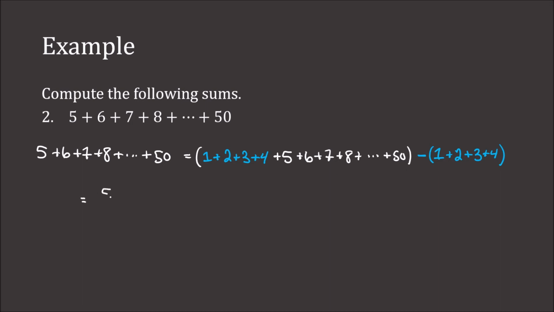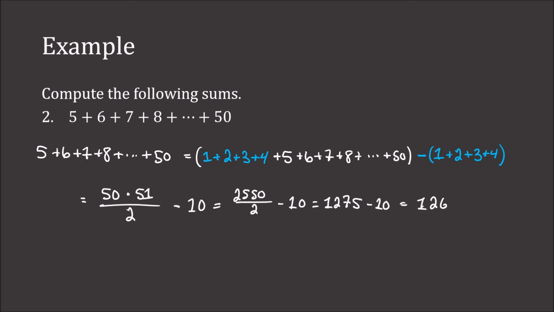So that is 50 times 51 all over 2. Then it has to be minus 1 plus 2 is 3, plus 3 is 6, plus 4 is 10. I'm sorry, this should be a times, not a plus. So this is 2550 over 2 minus 10. 2550 over 2 is 1275. And so the sum is 1265.